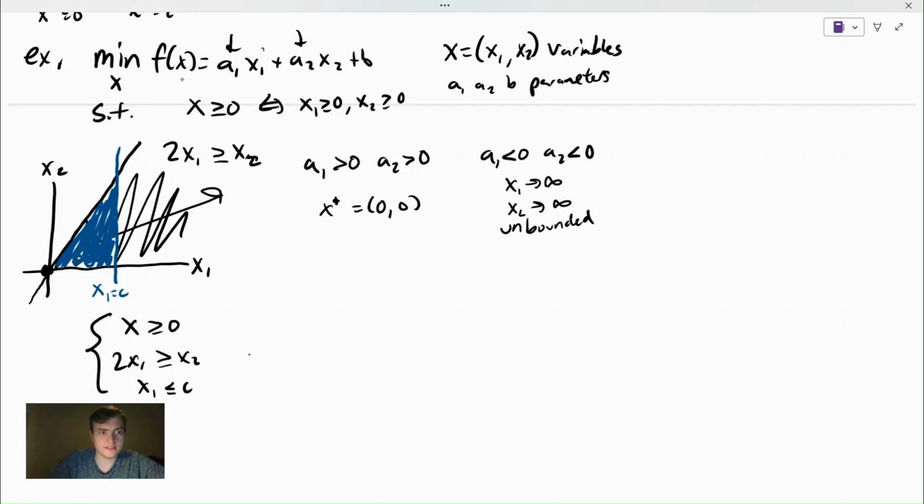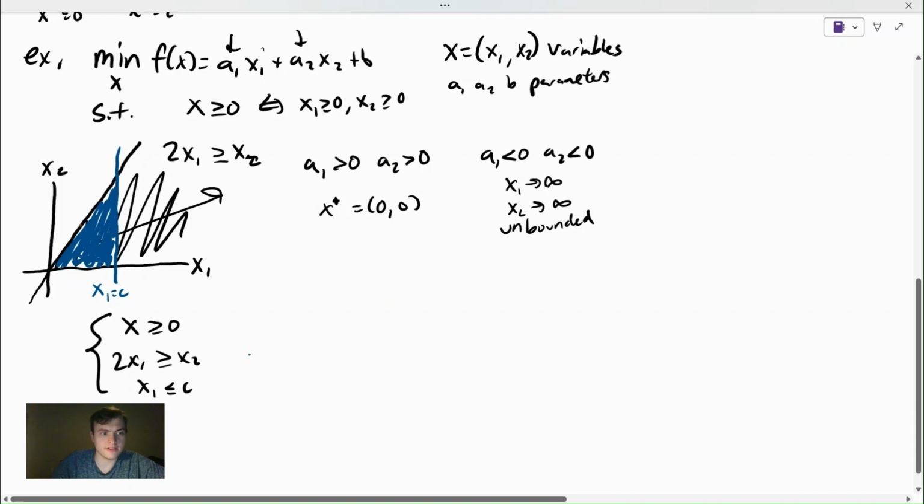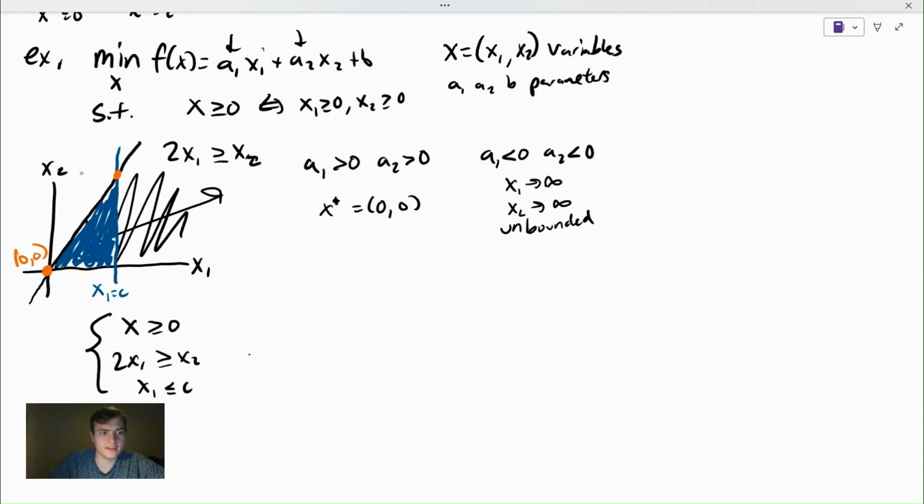And we can talk about now how do we find the optimal value. Well, we look at the boundary points. We have 0, 0, and then we have c as our x1, and our x2 value would be 2c, since this is the line 2x1 equals x2, right? And then here we would have c comma 0, since we're on the x1 axis. And since this is a linear region, we only need to evaluate the boundary points, and one of those at least will be the optimal solution.